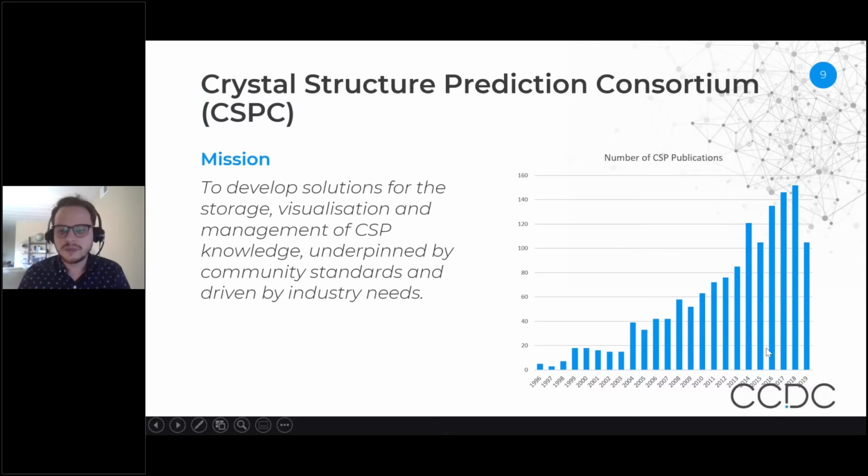As you can see from the chart on the right here, it's a little bit outdated. This was from later in 2019. You can see that the number of crystal structure prediction publications has increased substantially over the last few years. So this is a very active field of research and one with a lot of evolving needs and demands from the data management people such as the CCDC.